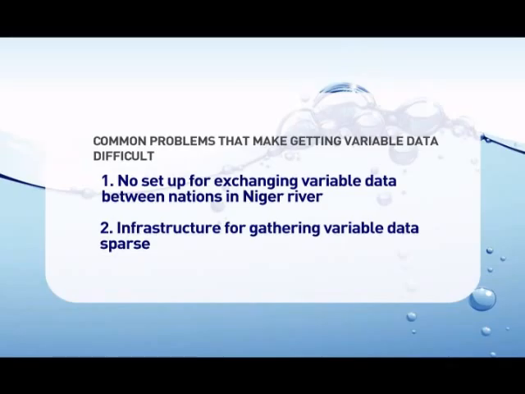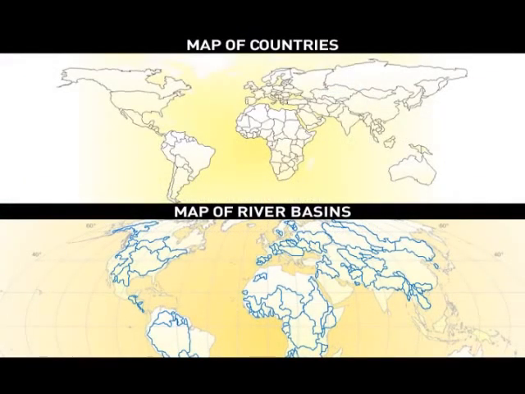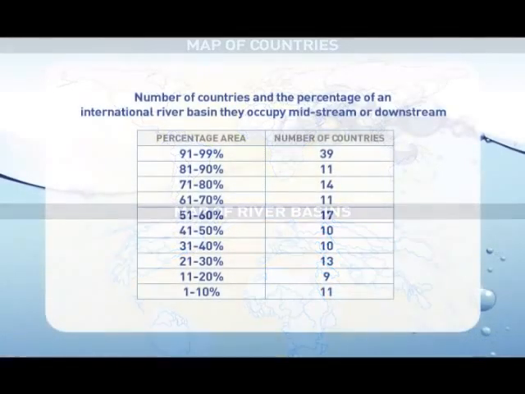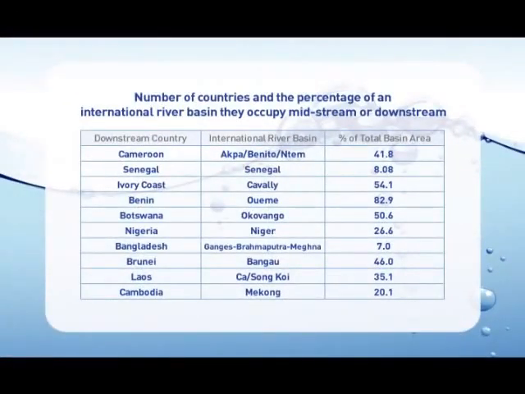This is a classic transboundary water monitoring problem that is not unique to the Niger River alone. We live in a world where water does not follow the boundaries of nations. Borders of nations don't match the boundaries of river basins. Today, there are many countries that are either located midstream or downstream of an international river like the Niger. These nations are completely dependent on everyday rainfall and stream flow information from upstream nations for figuring out transboundary flow.